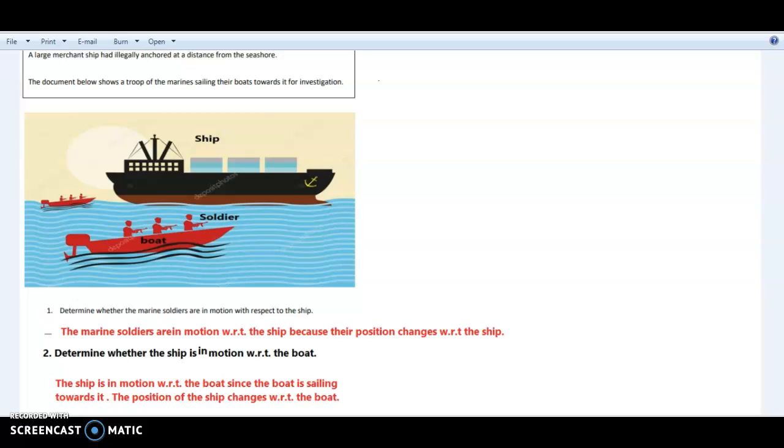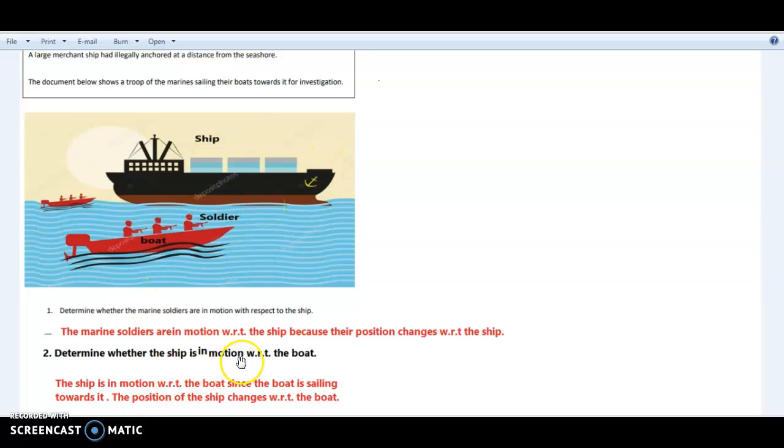Finally, a large merchant ship had illegally anchored at a distance from the seashore, so it stopped there. The document below shows a troop of Marines sailing their boats towards it for investigation. So they are sailing and it is anchored. Determine whether the Marine soldiers are in motion with respect to the ship. The Marine soldiers are in motion with respect to the ship because their position changes with respect to the ship. They are moving towards it. The distance between them is changing, and thus the position changes.